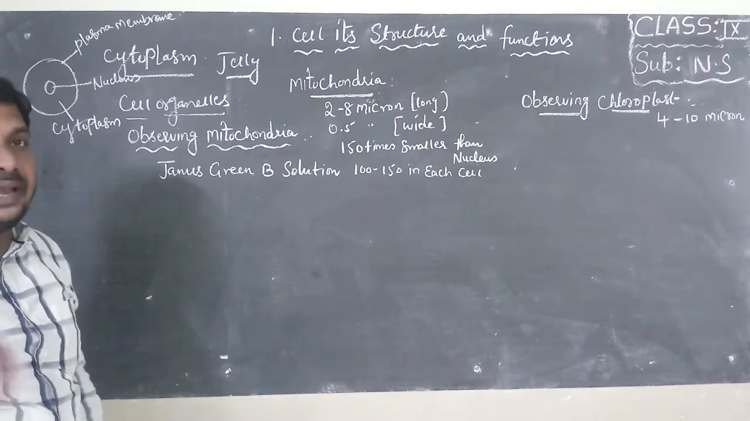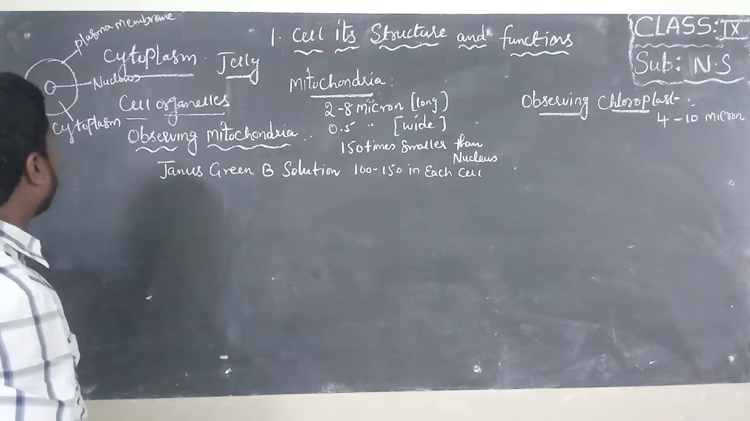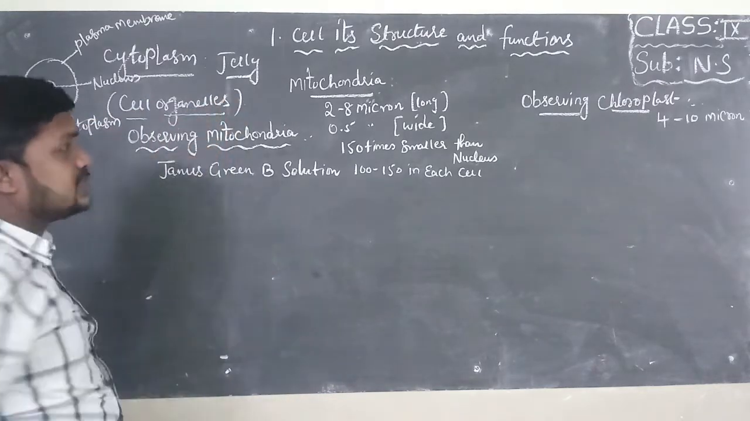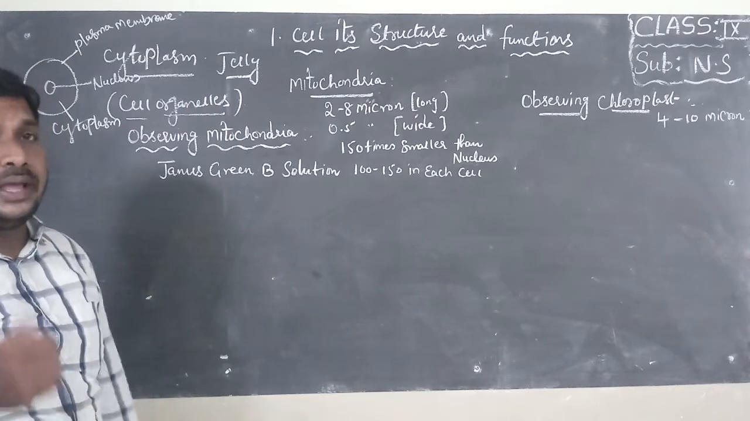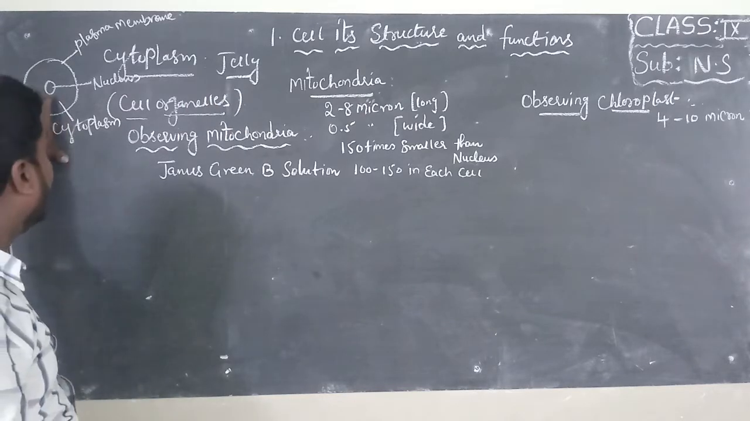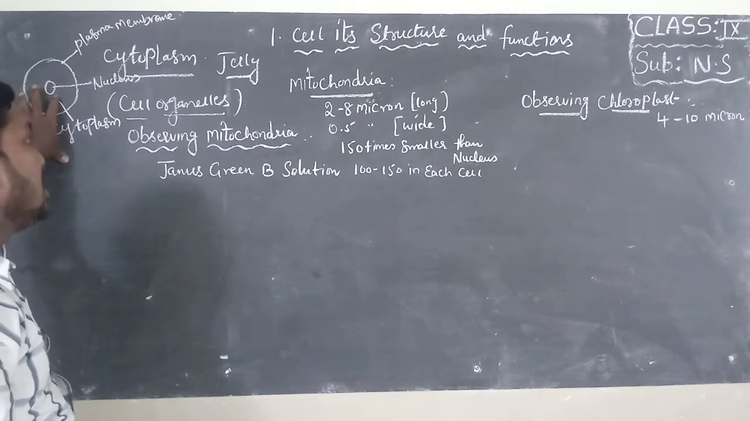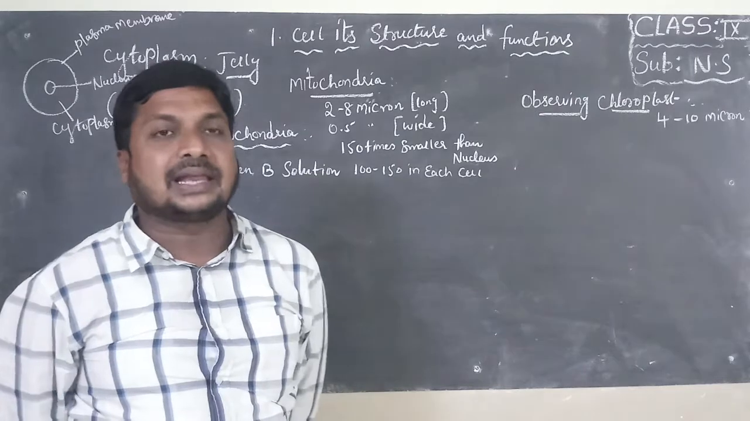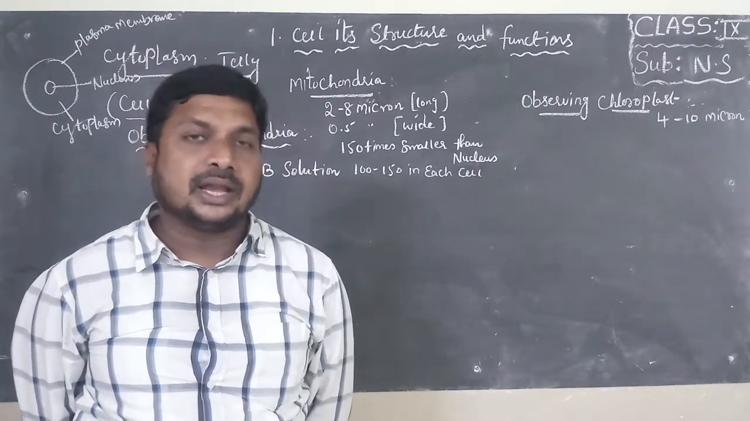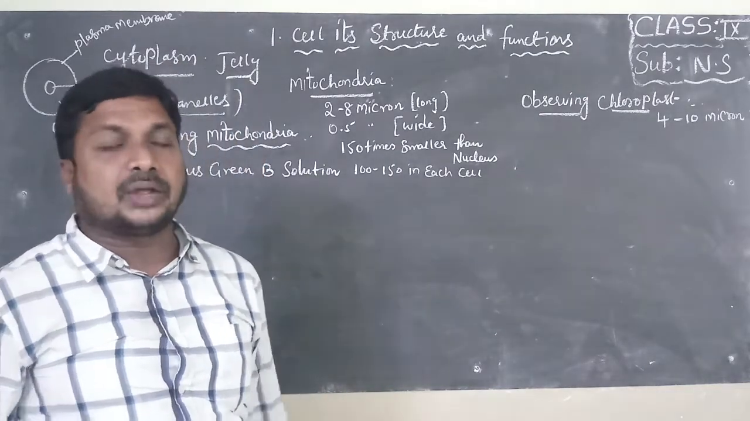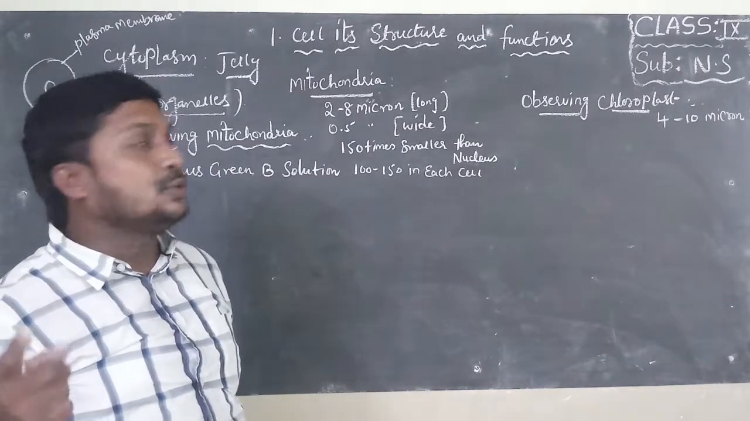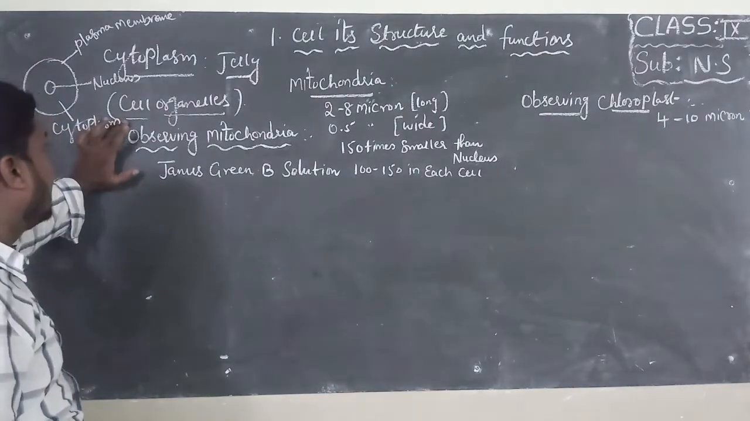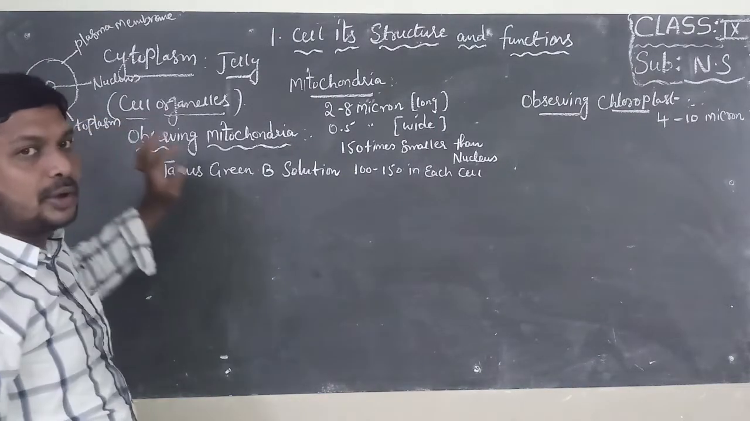Cytoplasm is the jelly-like substance inside the cell. In it we can find different cell organelles. We already learned about the important organelle, the nucleus, in the previous class. Now I will explain some more cell organelles. Do you know, children? A cell can be observed under an ordinary or compound microscope, but if you want to observe the parts in it, you have to use an electron microscope. So the first cell organelle is called mitochondria.